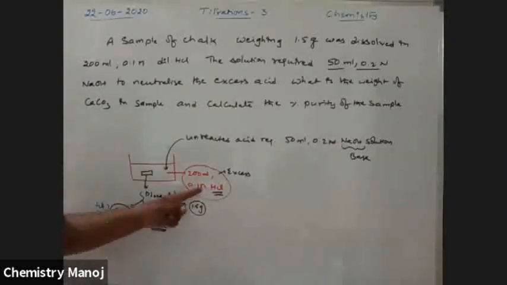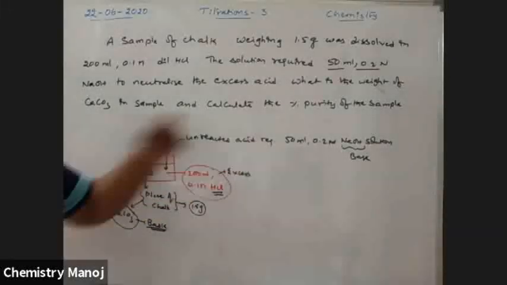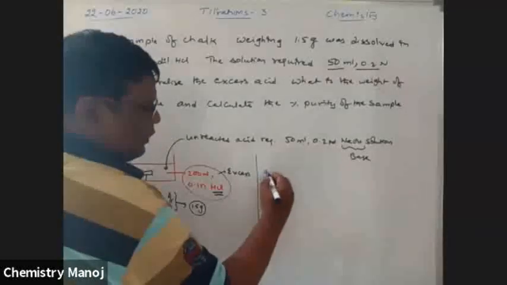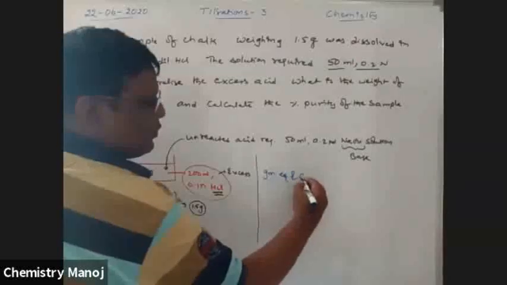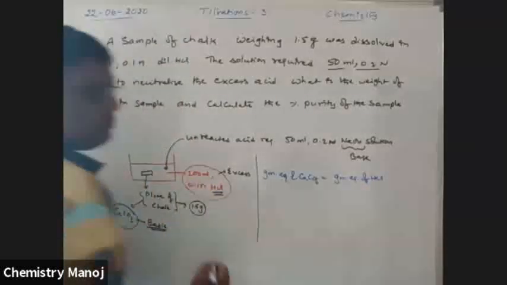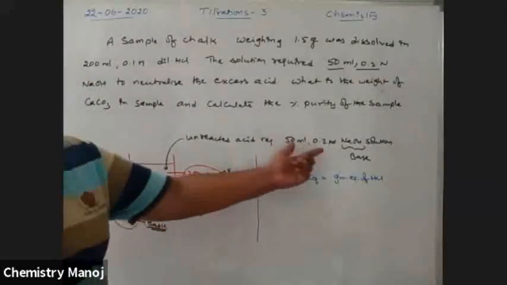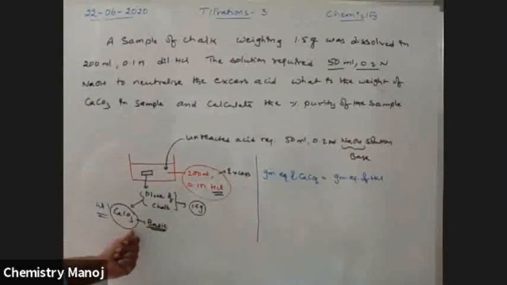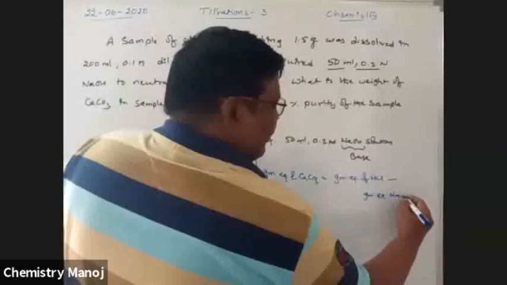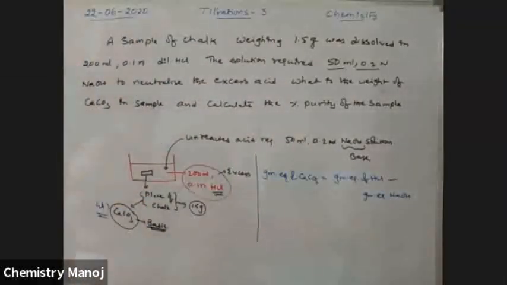See here. Actually, gram equivalence of CaCO3 is equal to gram equivalence of acid, but it is an excess amount. That excess is treated with this base, NaOH. Gram equivalence of CaCO3 is equal to gram equivalence of HCl actually, but this is an excess. That excess is treated with this one. That means how much reacted with CaCO3? This total minus this one is equal to what reacted, minus gram equivalence of NaOH.